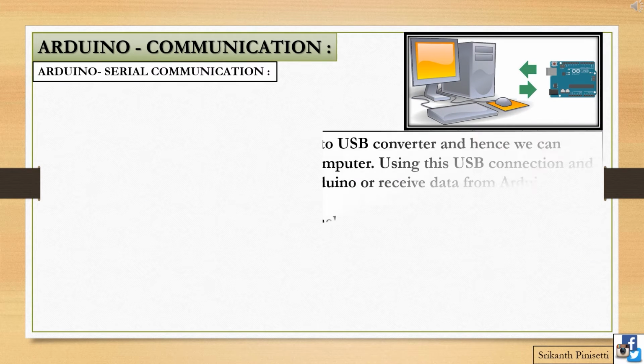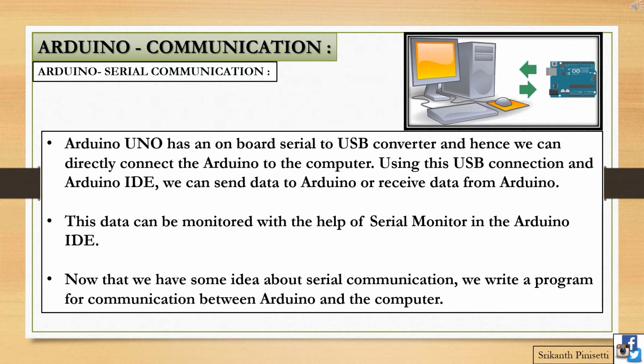Guys, we are done with the introduction about communication. Now let us move towards the main topic, which is Arduino serial communication. One more point, guys: why are we using only serial communication rather than parallel communication? You may know it is because of the input output pins on the Arduino UNO board. The Arduino UNO board has an onboard serial to USB converter, and hence we can directly connect the Arduino to the computer. Using this USB connection and the Arduino IDE, we can send data to the Arduino and also receive data from the Arduino. This data can be monitored with the help of the serial monitor in the Arduino IDE software.